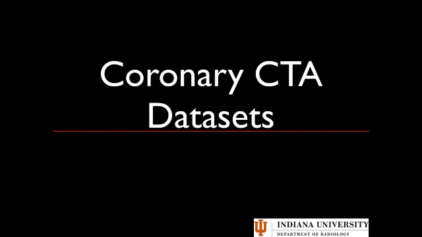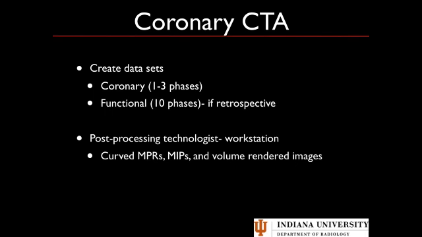Coronary CTA data sets, what are you going to create? Well, in general, you're going to have 1 to 3 phases, especially depending if you do prospective versus retrospective data sets. And then if you do retrospective, you also may have functional data sets. In general, we create 10 phases. With post-processing, curved MPRs, MIPs, and volume-rendered images may be created. In general, those are performed by the technologist on a workstation, and they're sent back to PACS and stored.